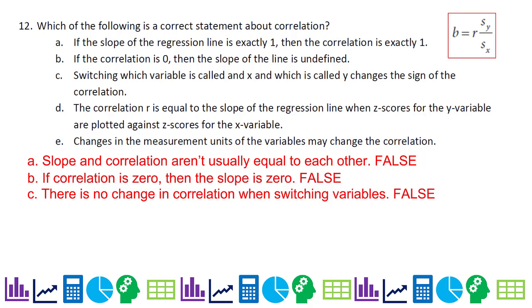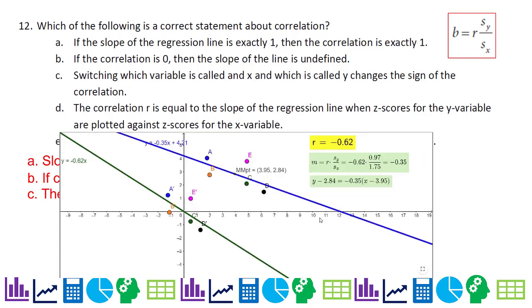Now we're going to look at this next statement. This one's a little deep. The correlation r is equal to the slope of the regression line when z-scores for the y variable are plotted against z-scores for the x variable. I'm actually pulling out what I did for the notes. This should have been the F3 notes, when I'm talking about regression to the mean. So standard deviation or z-scores comes up in that.